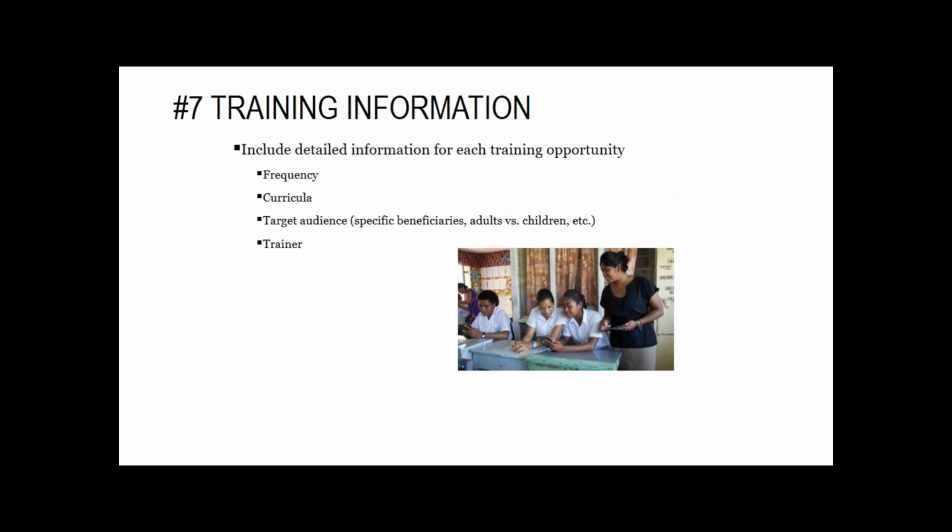Okay, training information. Detailed information for each training opportunity. How many times? What is the curricula? What's the target audience, right? Children, adults, community, total community members, and who's going to do the training? This is ideal for a VTT, right here. Ideal. But it doesn't have to be. If your grant is of lesser size as far as money is concerned, it doesn't have to be a VTT.